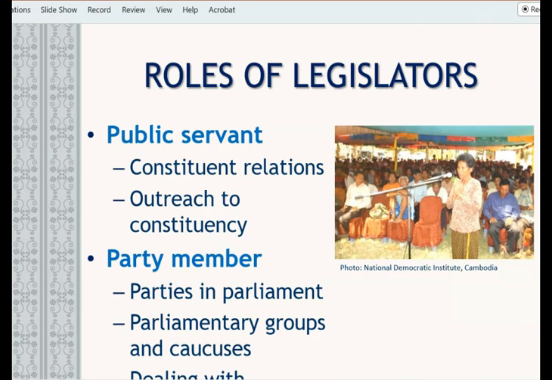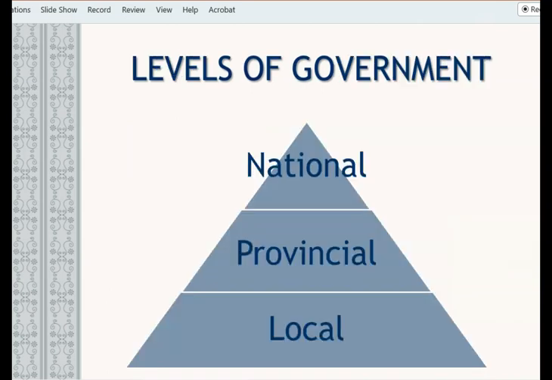And then as a party member, this is where they deal with the political interests of their relevant parties. I could talk about how in the parliamentary system, they have parliamentary groups and caucuses. In our political system, we don't call them parliamentary groups, but we also have groups and caucuses within our system. They both work kind of the same way. And then we talk about the levels of government. Of course, we have the three levels, which are basically national, what they call provincial here, that could be the state government, and then local levels of government.